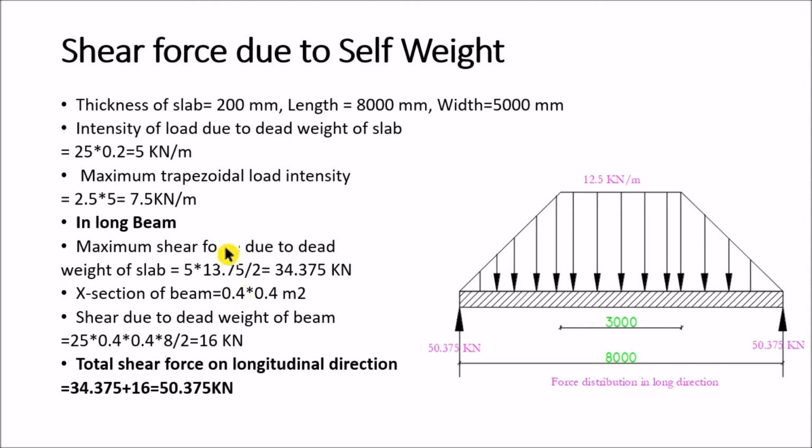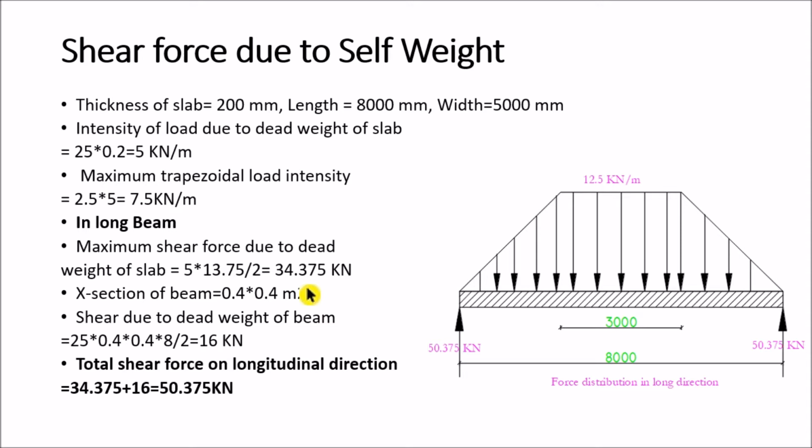Then maximum shear force due to dead weight of the slab will be 5 into 13.75 divided by 2, that is 34.375. 5 is the intensity of dead load of the slab, then 13.75 is the area of this trapezoidal area, divided by 2, equals 34.375.